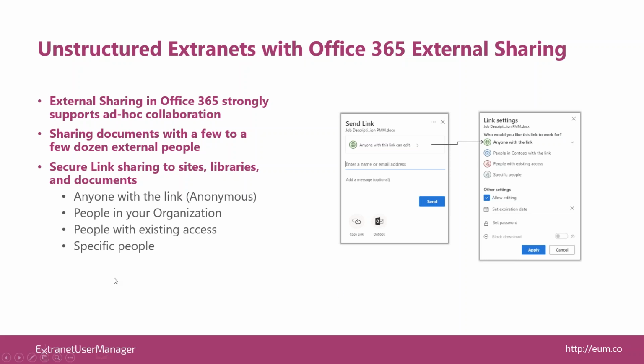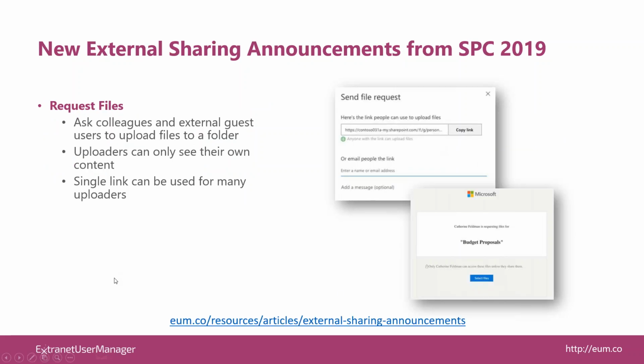So let's talk about some of the new interesting things that came out at SharePoint Conference 2019. And the first one, I really like this one. This is an interesting concept where rather than wanting to share files out with externals, you actually want to collect files from external people. So how do you do that? Well, you create a link to request files from them. And the idea is that anybody who gets that link has the ability to upload files into that folder.